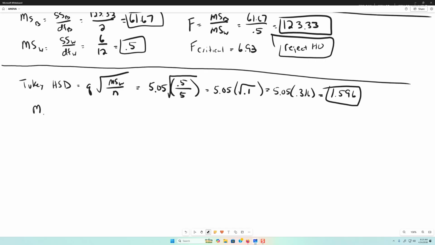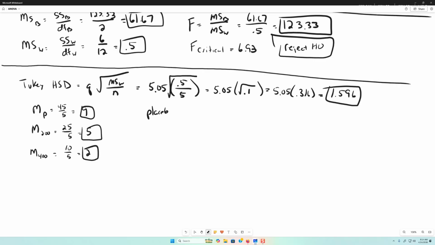So the mean of the placebo group is 45 over 5, so that mean is 9. The mean of the 200 milligram group is 25 over 5, that mean is 5. And then the mean of the 400 milligram group is 10 over 5, and that mean is 2. So those are our 3 means. Let's do the comparison.